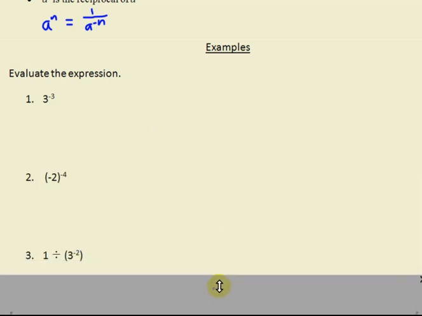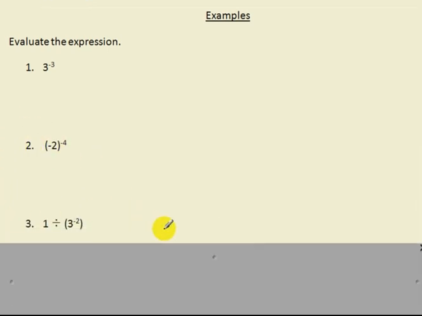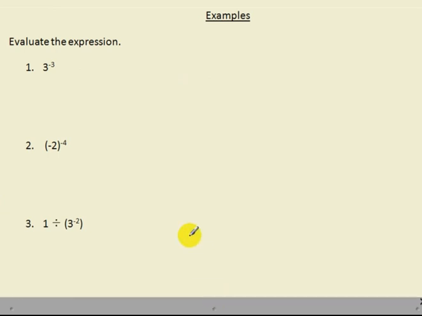Okay, in the first few problems, the directions tell us to evaluate the expression. So we want one final number here. So 3 to the negative third means we're going to look at 1 over 3 to the positive third power, which is going to be 1 over 27. If you take 3 times 3, in other words 3 squared, that's 9, times 3 again will give us 27, and there's our answer.